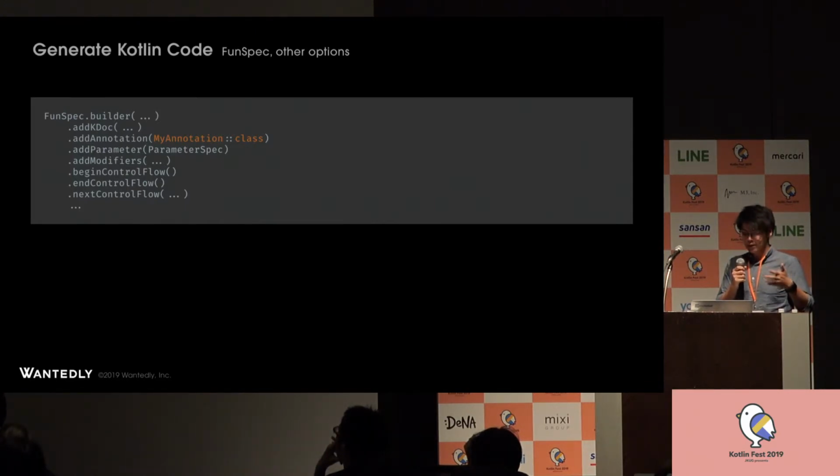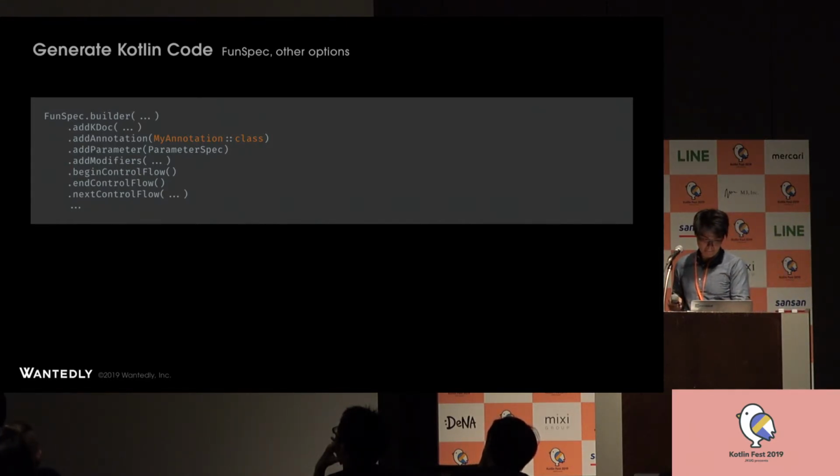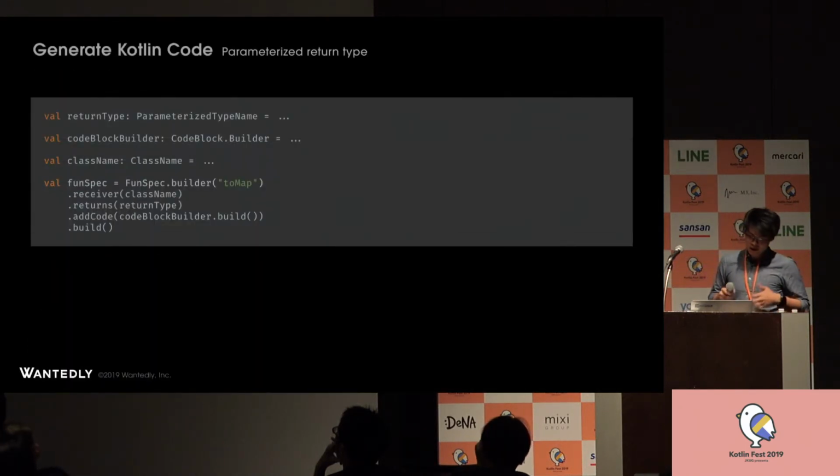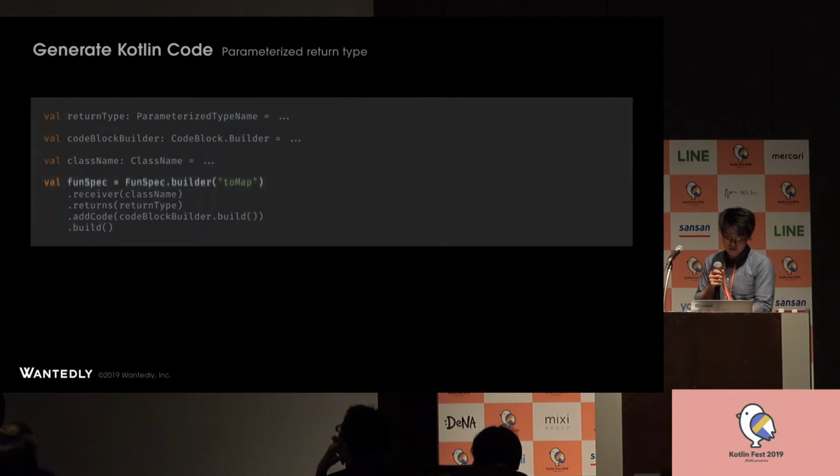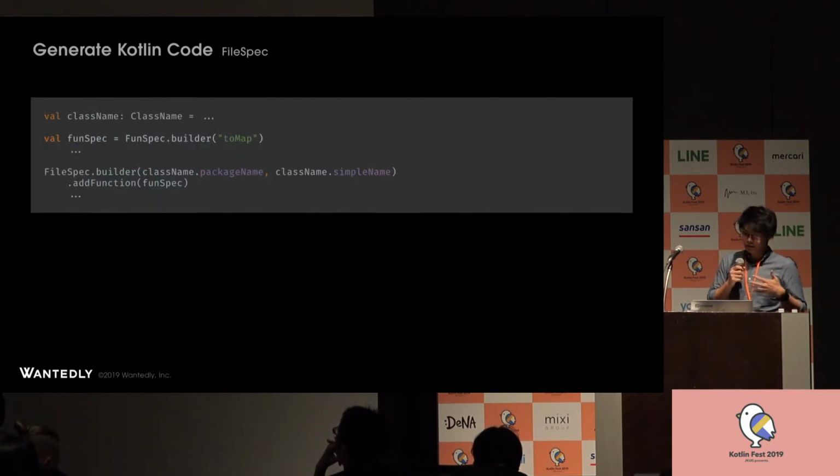We can add kdoc for documentation. We can add extra parameters, annotations, modifiers. You can also add control flows like if or when statements, and much more. And now we have a completed FunSpec for our extension function. We will add the FunSpec to a FileSpec.